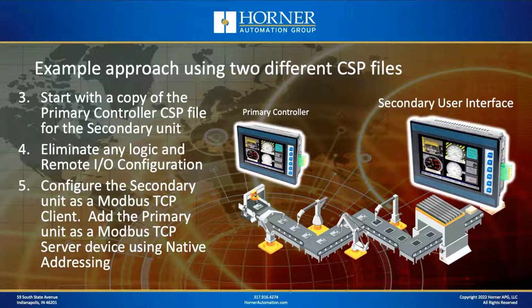Next, we're going to go in and configure Modbus TCP in the secondary controller, but not as a server, but as a client. We're going to go in and select Modbus TCP client for the secondary device, and then in the list of servers that we're going to be talking to, we're going to make sure we add our primary controller's IP address in there as the server we're going to be communicating with, and we're going to select native addressing as the Modbus data style that we want to use for that particular server or that particular device.